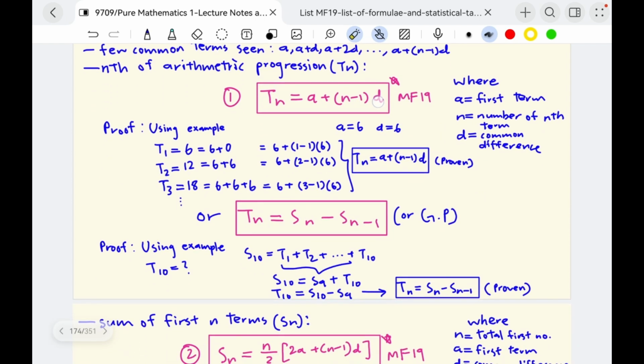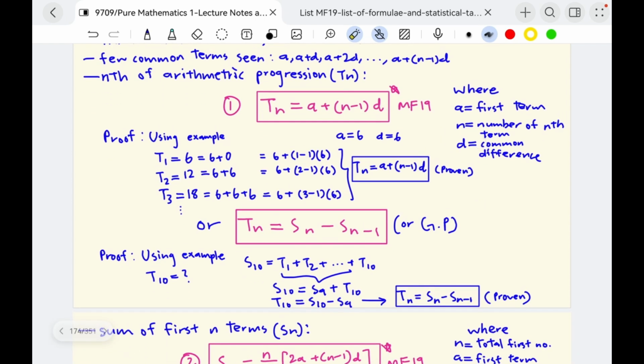Or we can say that Tn is equal to Sn minus Sn minus 1, where Sn equals the sum of the first n terms. Like the sum of the first 3 terms is 6 plus 12 plus 18.